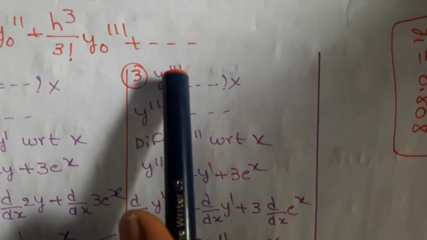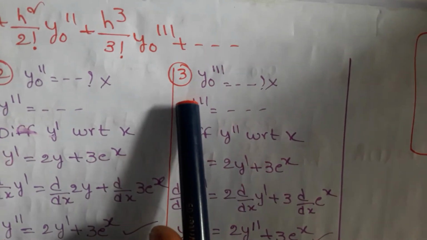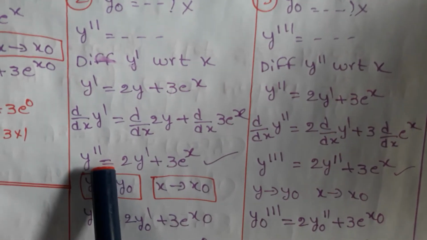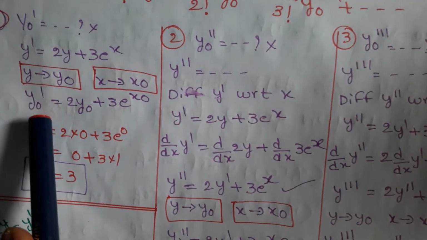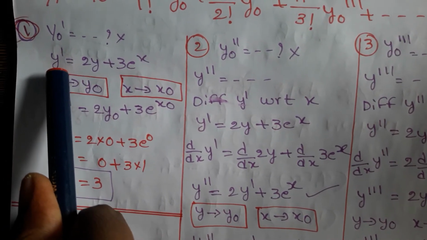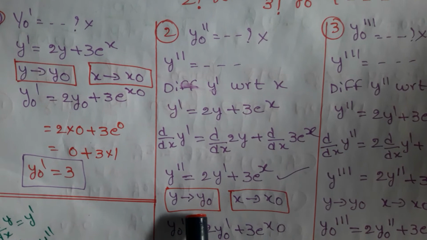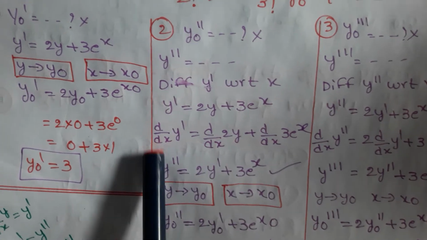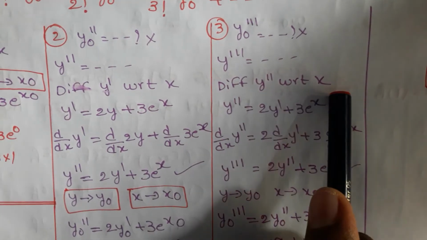So y0''' we need to find. For that we just need y'''. So y''' also we don't know. To get y''' we have to differentiate y''. To get y'' we differentiated y', sorry, y'. To get y'' we differentiated with respect to x this equation y'. To get y''' we have to differentiate with respect to x this y''. If you differentiate this y'' you will get y'''. So differentiate y'' with respect to x.